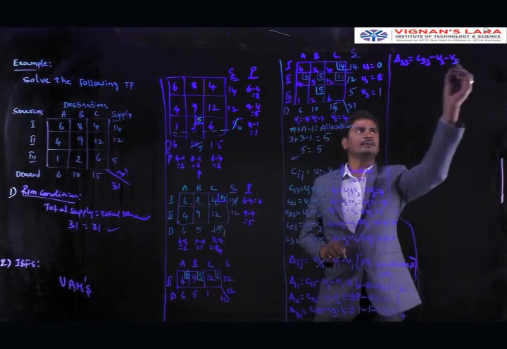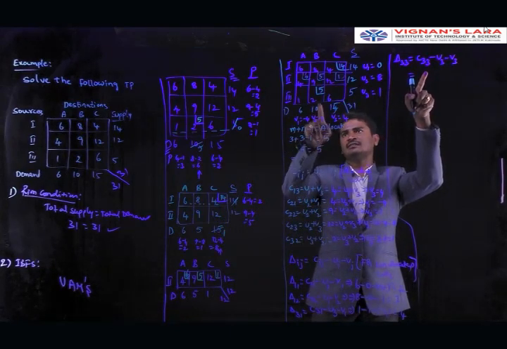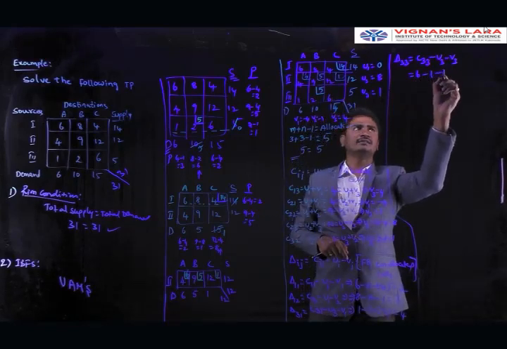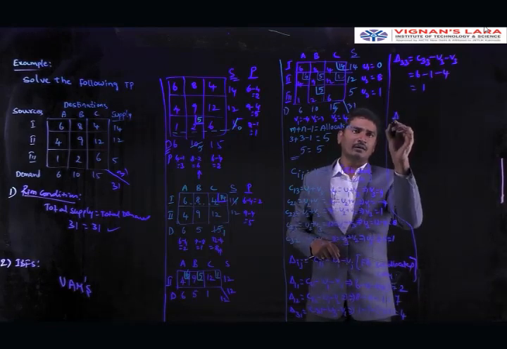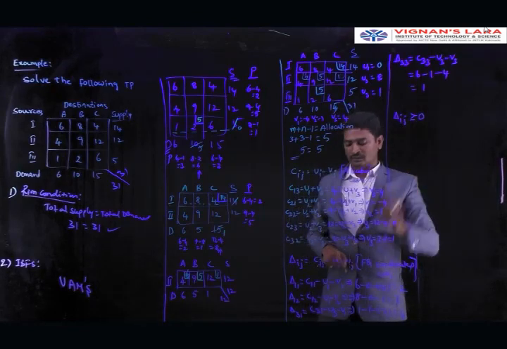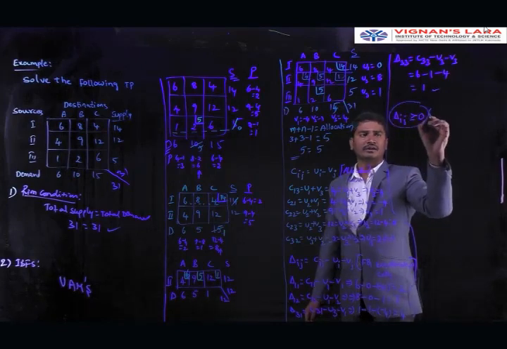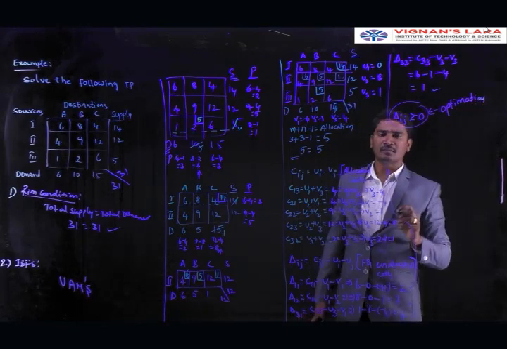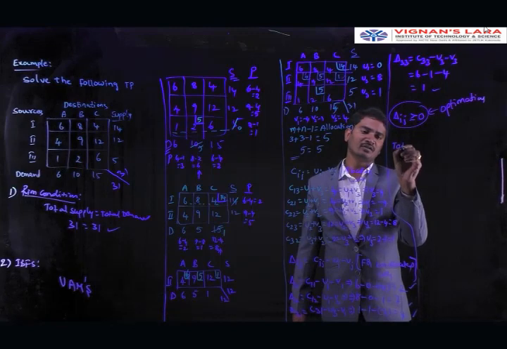Next, see this one. C33. What is the C33 value? C33 is 6 minus U3 is 1 minus V3 is 4. From this 1. Here all delta ij's are greater than 0. Here it is 2, 7, 4, 1. These are all greater than 0. So it reaches the optimality. It satisfies the optimal condition. Now we are going to find the optimal solution.